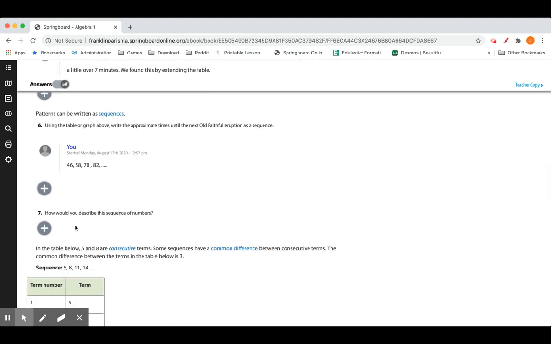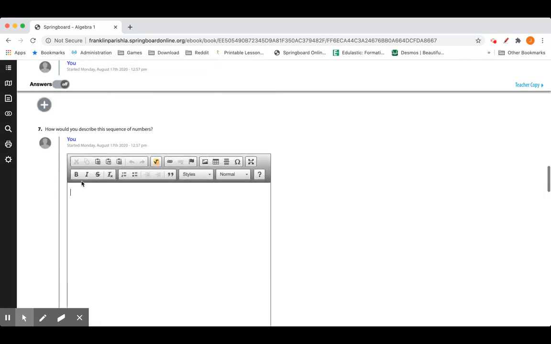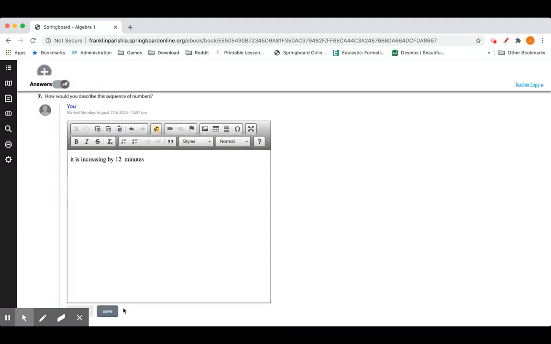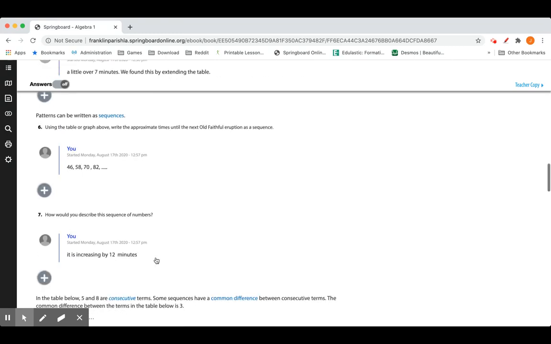How would you describe this sequence of numbers? Well, we've already done that, I think, before, so let's look at it one more time. What do we notice about this list of numbers? It is increasing by 12 minutes. Okay, remember, starting off pretty simple so far on this lesson.